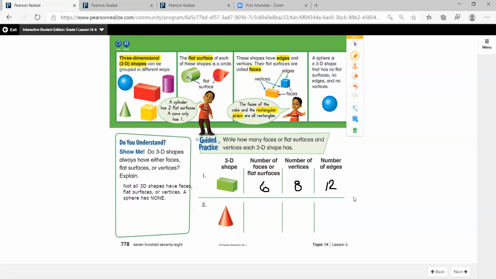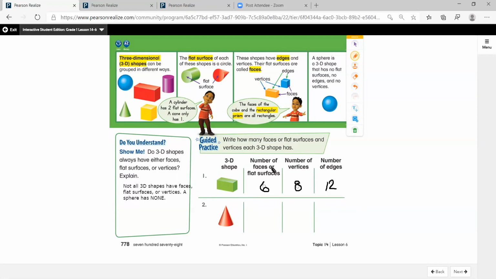Now remember, a rectangular prism and a cube are similar. So a cube and a rectangular prism have the same number of faces, vertices, and edges. So when you're working on counting your cube, think about it in relation to your rectangular prism. It should match. Let's think about our cone here.